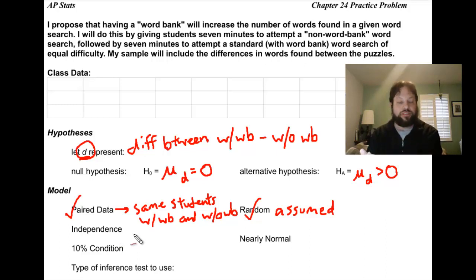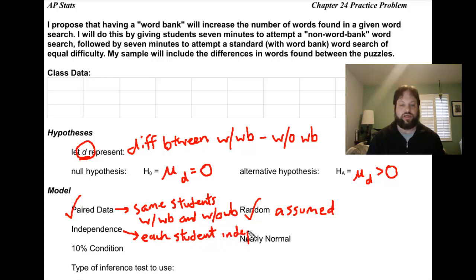between the two groups because it's actually the same people who are doing it before and after. So the independence that we need to look at here is each student being independent. All right? Does that seem like that's the case here? Does it seem like each student is independent of the next? Does one student affect the next? And what I'm going to say here is no, each student probably is independent. So we're okay with that.